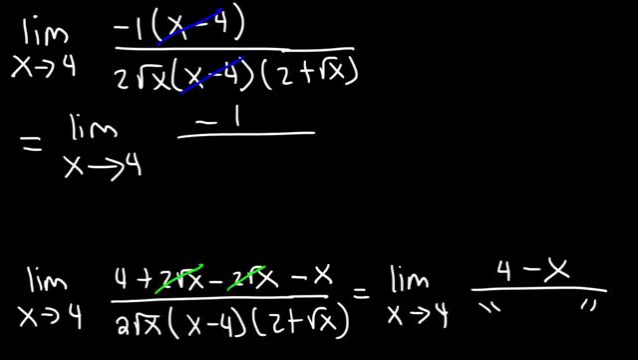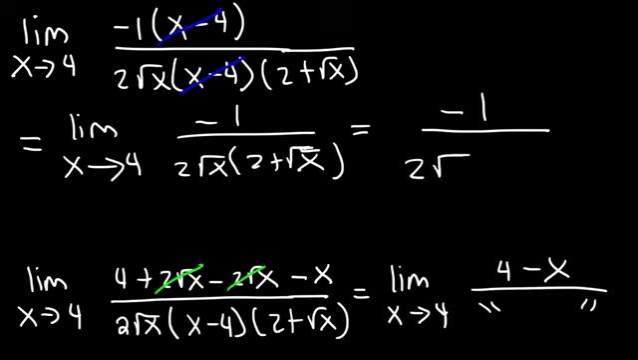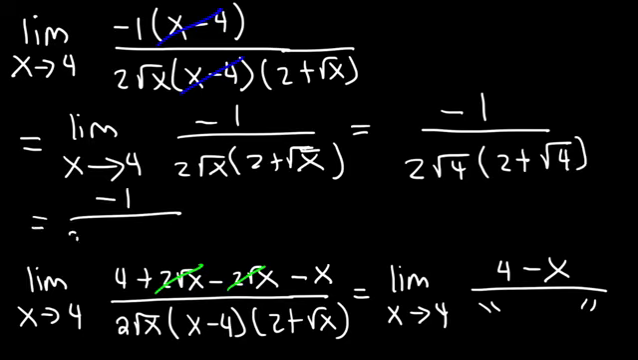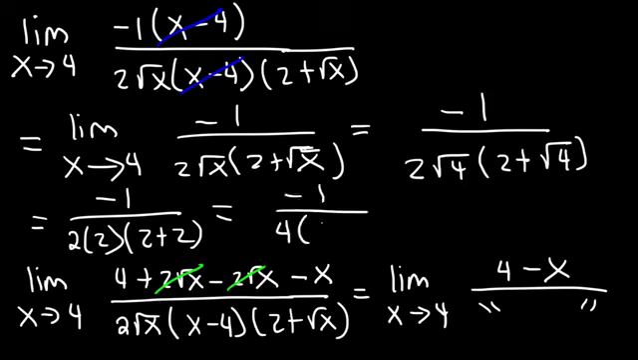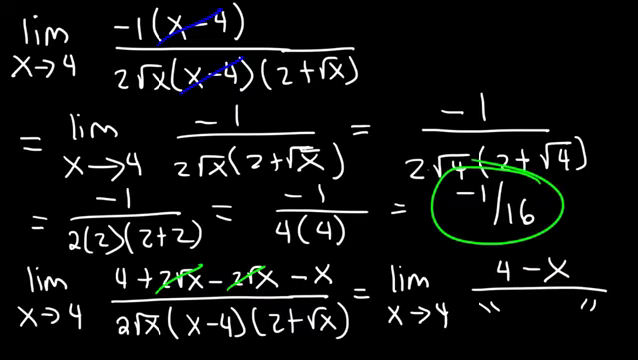So this is what we have left over. So now let's replace x with 4. So it's negative 1 divided by 2 square root 4 times 2 plus square root 4. So the square root of 4 is 2. And 2 times 2, that's going to be 4. And 2 plus 2 is 4. And 4 times 4 is 16. So the final answer is negative 1 divided by 16. And so that's going to be the limit.